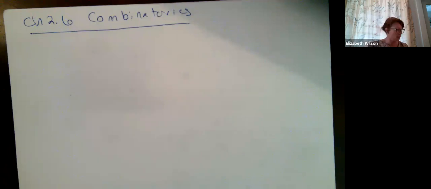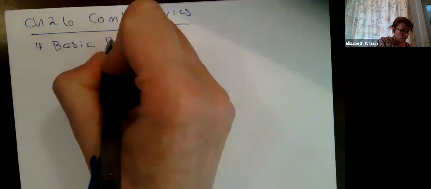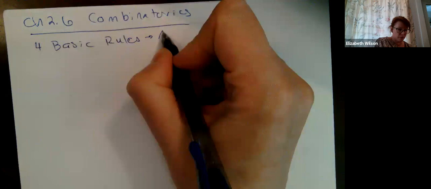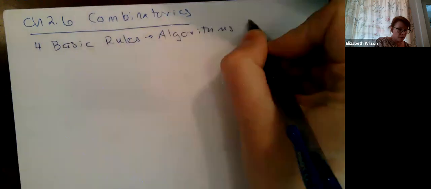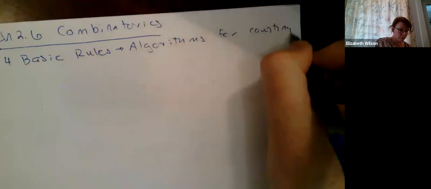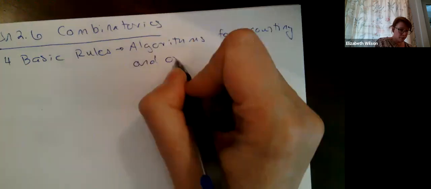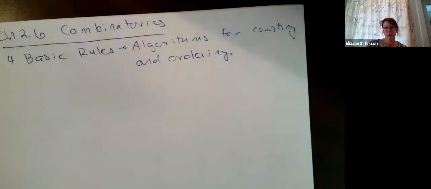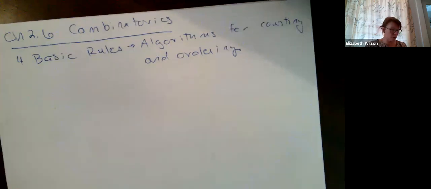Okay, so we've got 4 basic rules that we're going to cover today. Okay, so these are going to give us algorithms for counting and ordering. And the different rules, we're going to use one rule or the other depending on what's being asked in a given question. Okay, so depending on what we're being told to take a look at, we're going to know which rule we're going to need to use. So let's go ahead and jump in with these basic rules.